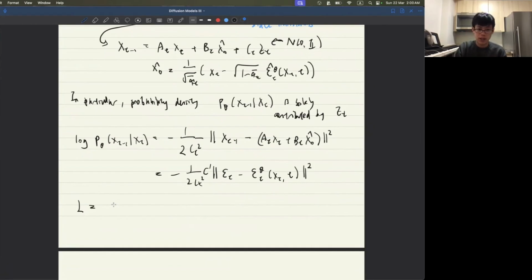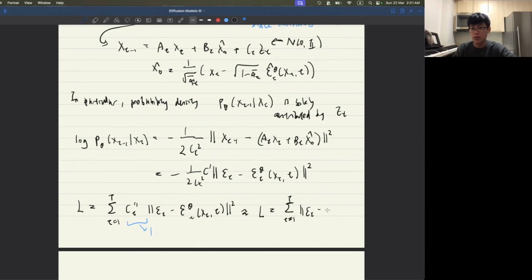So the loss can be just written as the sum of t equal to 1 to T, some constant c_t double prime times the MSE of epsilon_t. And in practice, as the authors of the diffusion model paper say, this c_t is actually just set to 1 because it just empirically works very well. And we can write the loss as approximately just the sum of the MSE of the cumulative noise term at each individual step.